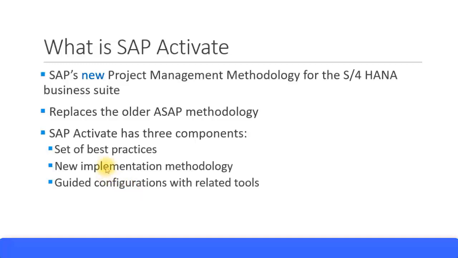Now, the SAP Activate methodology has its 3 components. It's made up of a set of best practices, a new implementation methodology, and a guided configuration with related tools. Let's look at this in more detail.